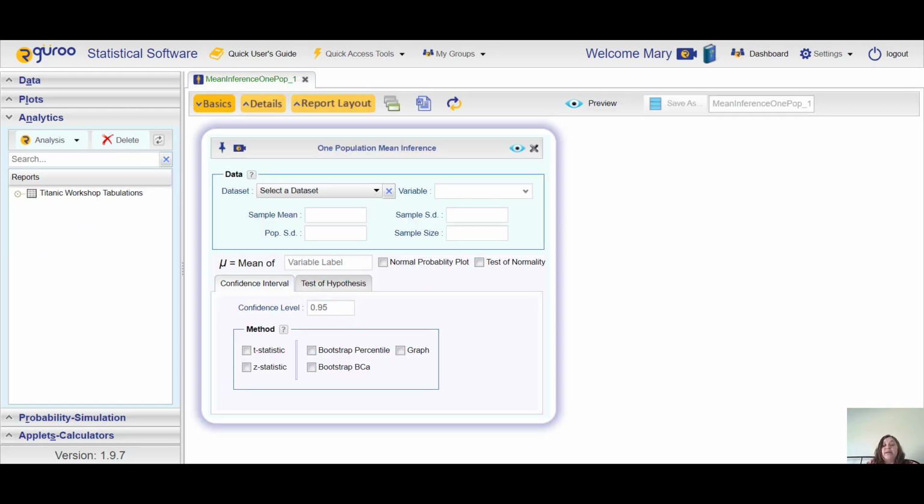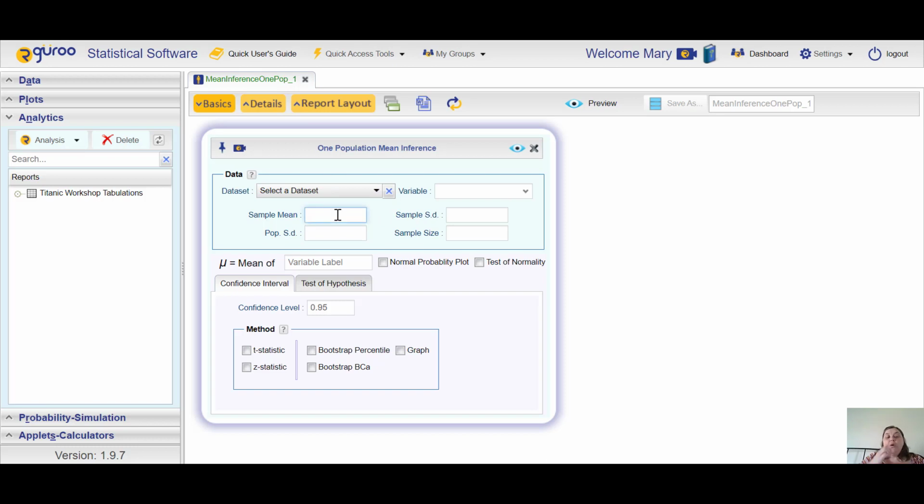This should look familiar because this is the same box we use for confidence intervals. So you do not have to do this, but you can calculate a confidence interval to estimate the mean of the population at the same time as you are performing a hypothesis test on the mean of a population. At the top, it says data set. So if you were testing a data set that you already have in Rguroo, like you might do for a project, you would click on the data set and choose the variable you're testing.